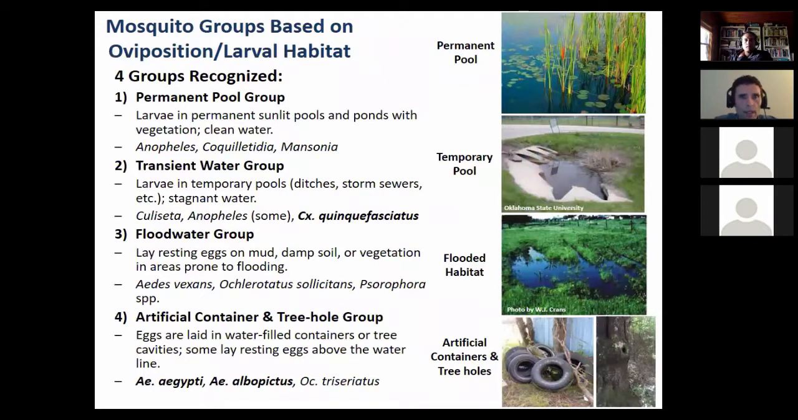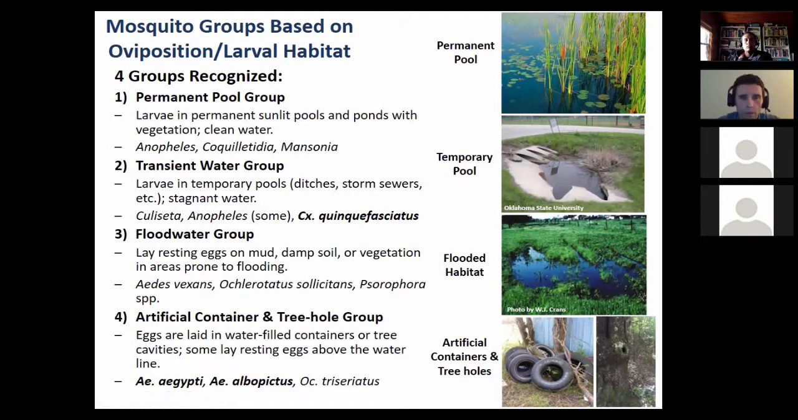So another way we can group mosquitoes is based on their oviposition or their larval habitat. And four groups are generally recognized. I've already talked a little bit about groups 2 and 4. So group 2 is a transient water group that includes the house mosquitoes. And these are temporary pools, ditches, storm sewers, and things like that, stagnant water. And I've also talked about the number 4, the artificial container group.